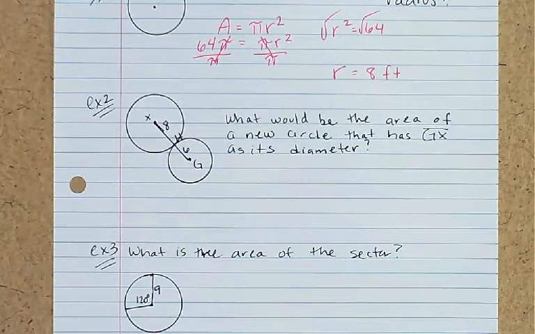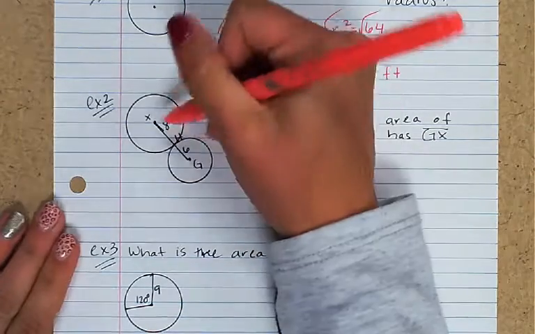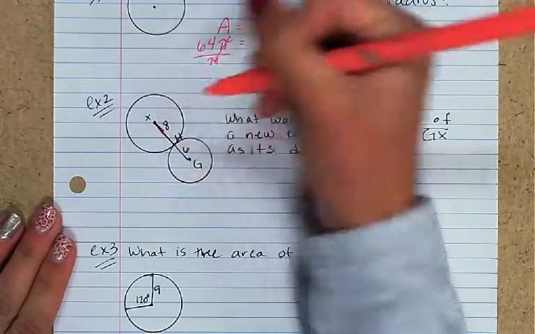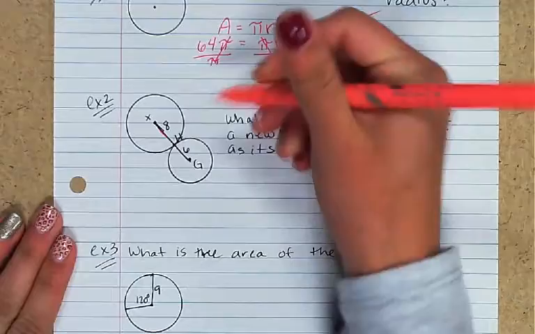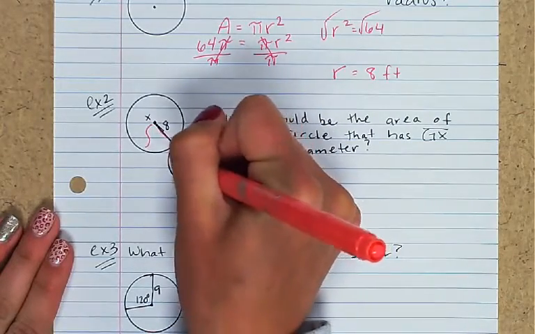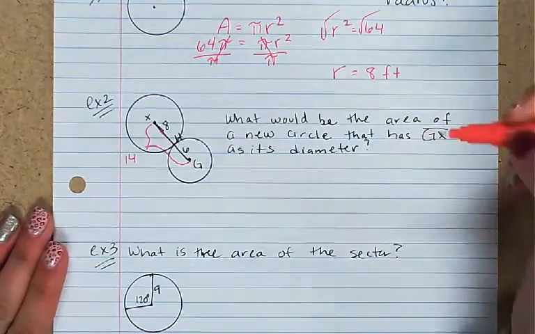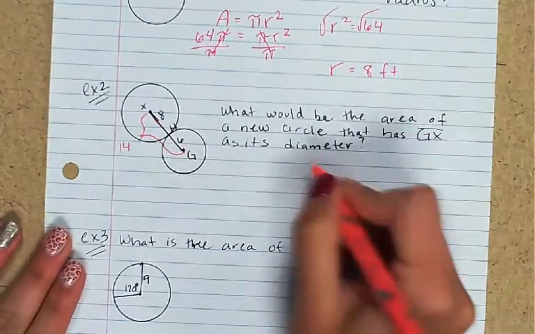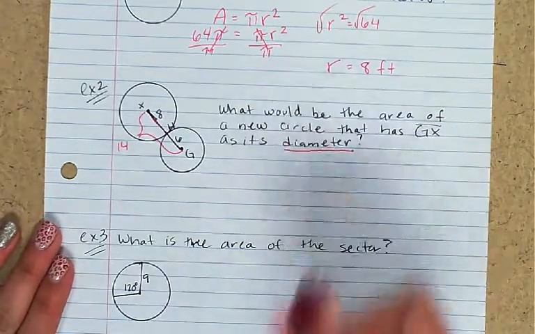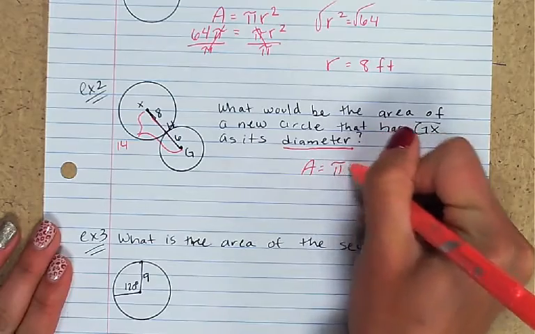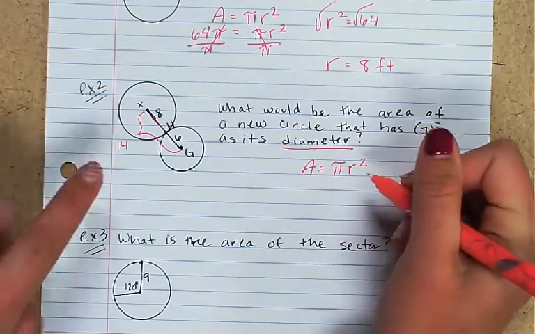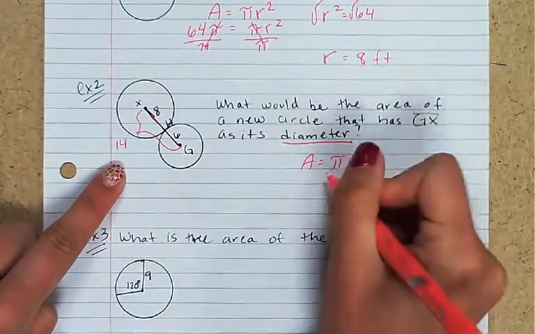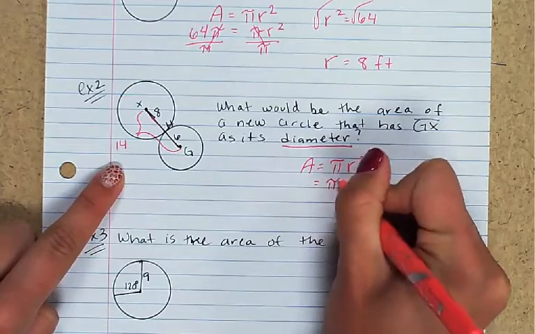Example 2 says, what would be the area of a new circle that has gx as its diameter? Okay, so we know that this length here is 8 and this length here is 6. So the whole length is 14. But here's where they're trying to trick you. What would be the area of a new circle that has gx as its diameter? And when you do the area formula, it's pi r squared. So if the diameter is 14, the radius of that circle would be 7.